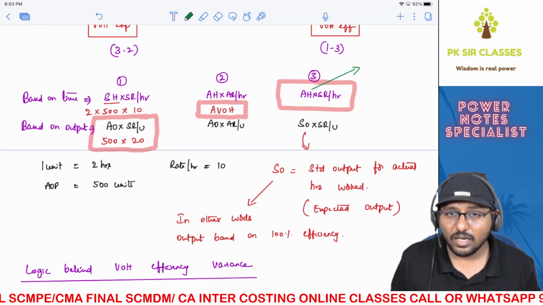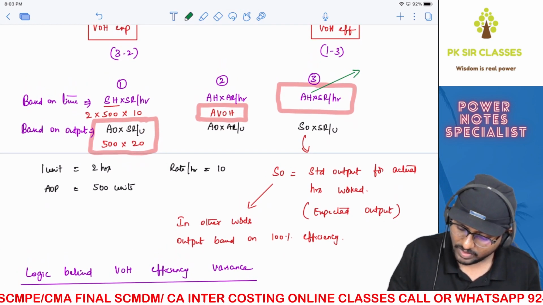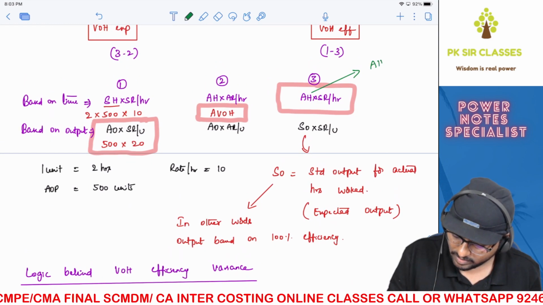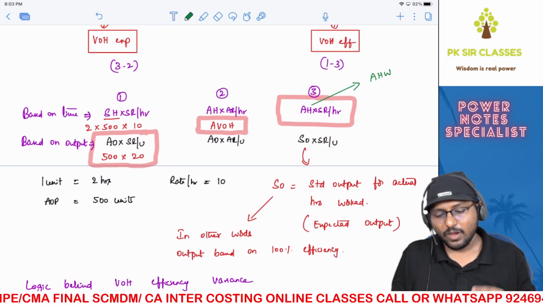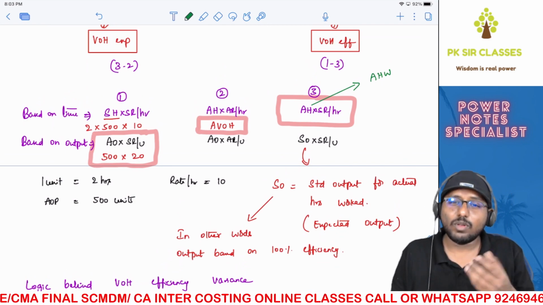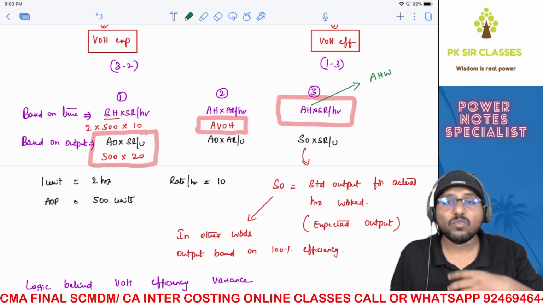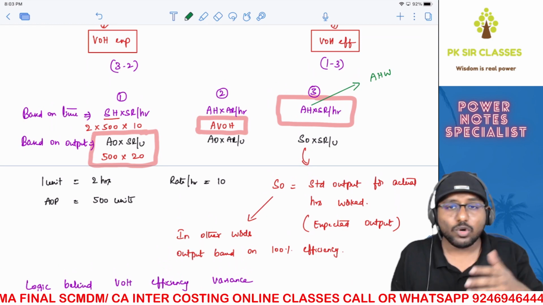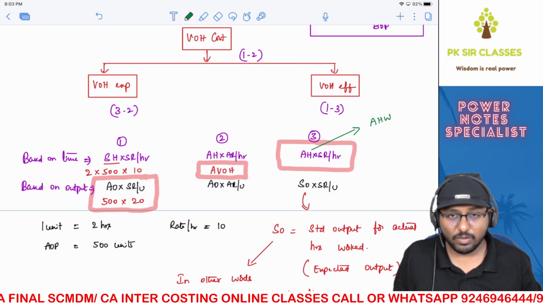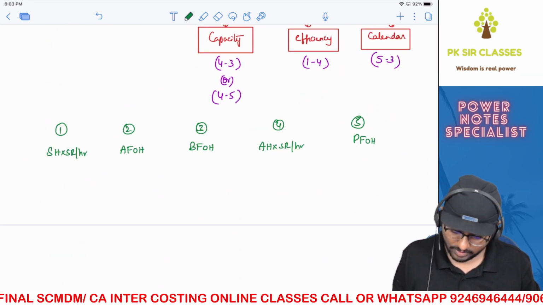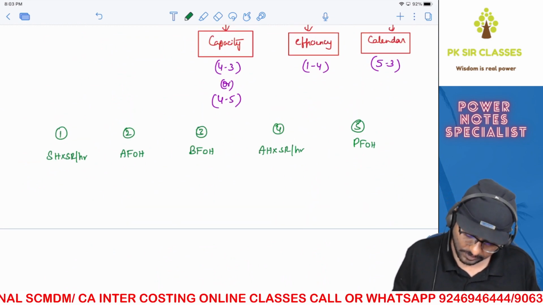Right, got the idea? So this will be actual hours worked. Why? Because only when you work will there be an output. Only when there is an output will variable cost be incurred. Without output, variable cost will not be incurred. Therefore, it will be actual hours worked. Right, moving on to the next one.